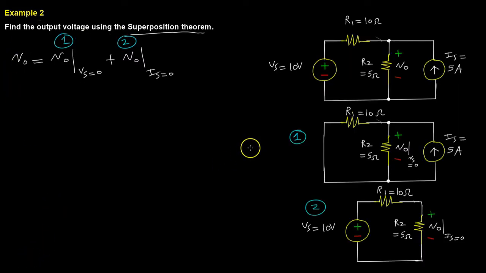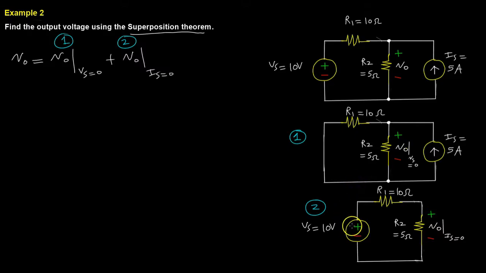As you can see, for the first case, as I've defined here, it's V out when Vs is equal to 0. To zero out an independent voltage source, we simply short out that voltage source. We take it out, we short what was remaining in its place, and we leave the other source, and we carefully label the output as the V out under that particular condition. So V out when Vs is equal to 0.